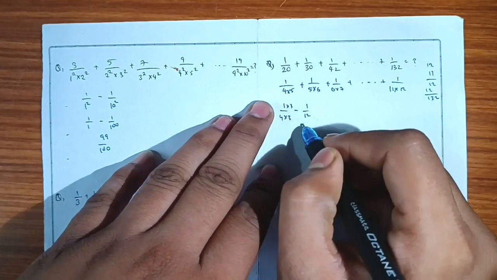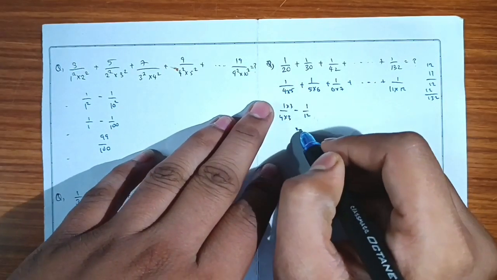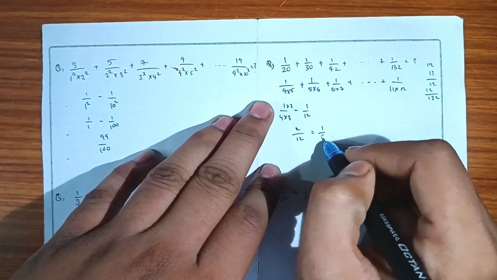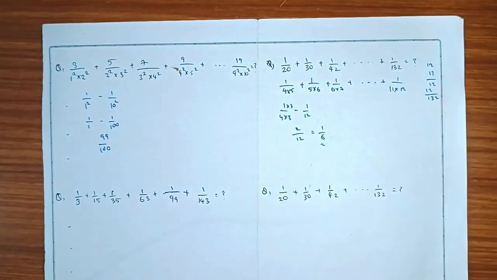I can multiply above with the 3, like 3 into (3 minus 1), which is 2, 2 by 2, which is like 1 by 6. So this is the answer to this question.